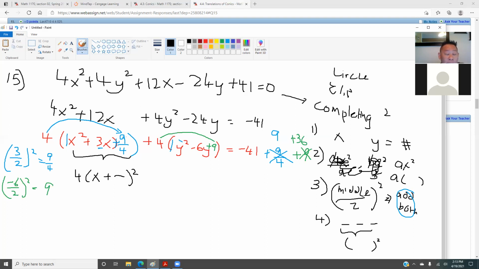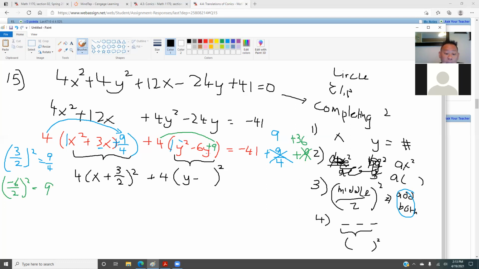So 9 is a perfect square of 3, and 4 is a perfect square of 2. So this is, and yes, it always works this way. If you FOIL this one out, you will get back x squared plus 3x plus 9 over 4. And then you have a 4 here, and you do the same thing. These 3 terms will also give us a perfect square, and this is why. And because this is a minus, this will be a minus sign.